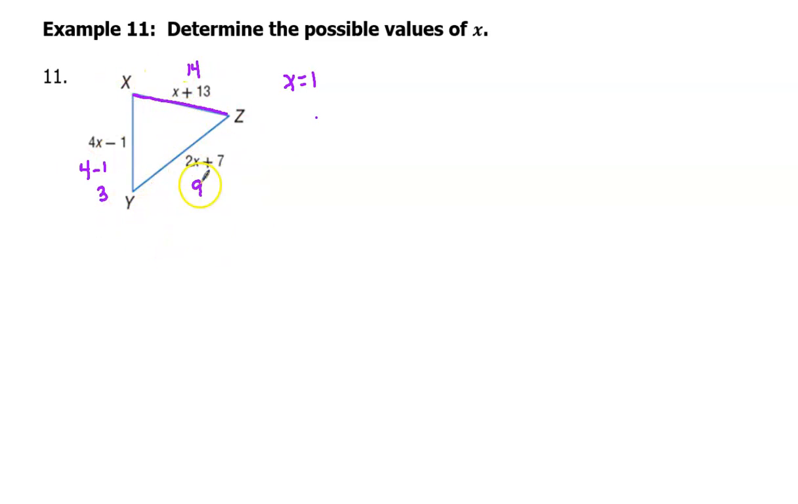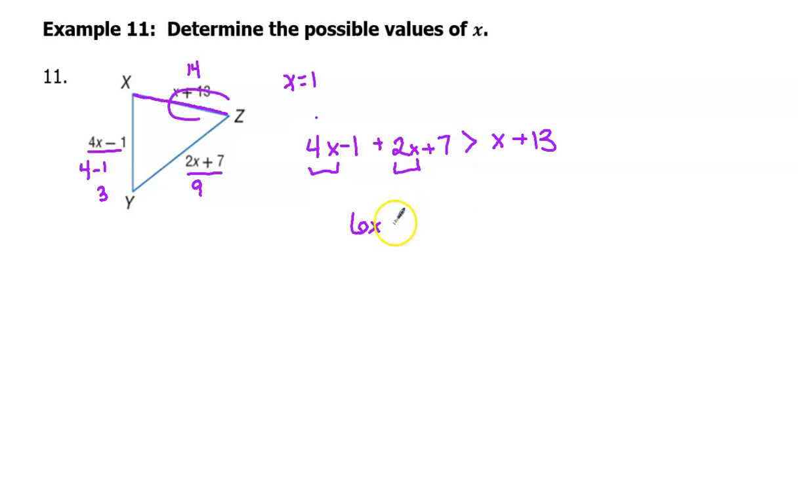However, I can use this information to help me find a good range of x. This will be my largest side. So this side plus this side need to be bigger than this side. I'm going to set that up as an inequality: 4x minus 1 plus 2x plus 7 has to be greater than x plus 13. Now I can just solve for x. I'm going to combine my x's. 4x plus 2x is 6x. Minus 1 plus 7 is 6, greater than x plus 13.